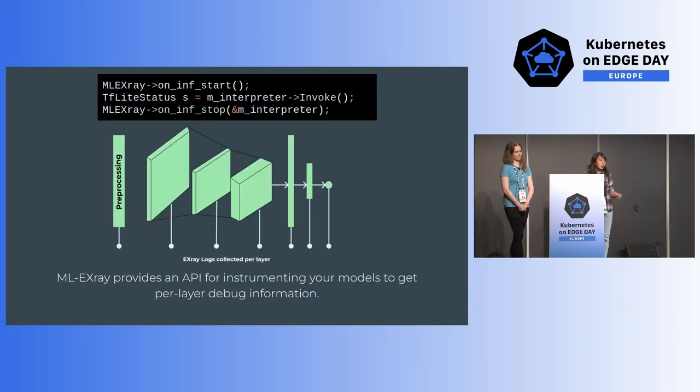So first, MLExray gives you this API, and you basically invoke that API, and it starts collecting a ton of information for you as you run your model. Up on top, we have an example of the Python API. You start the inference, you stop the inference using the MLExray API, and during each part in your model pipeline, it records tons of information. So it's the pre-processing step, the individual layers, down to the final output that it gets in the end. So you don't have to go in and add whatever logging you yourself want.